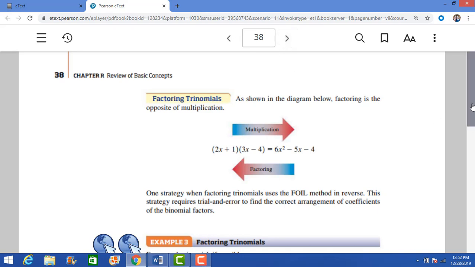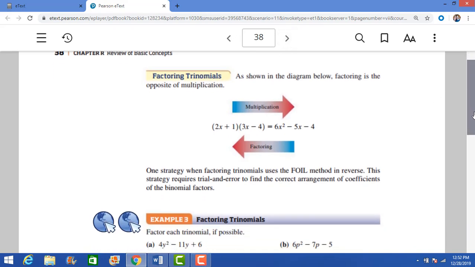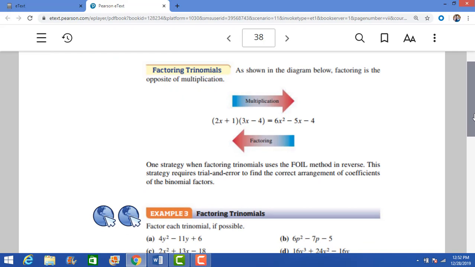Okay, factoring trinomials. Here we go. We're going to add more tools to the toolbox. If multiplication helps us to go from factored form to expanded polynomial form, we could use factoring to go from the expanded form to factored form. Both involve the distributive property.